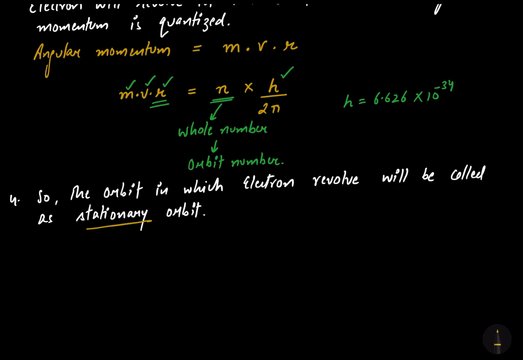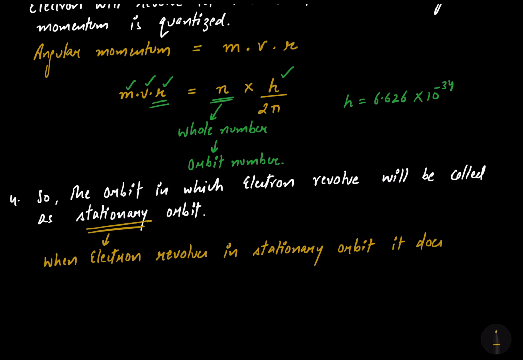It stands for when the electron revolves in a stationary orbit, it does not emit electromagnetic radiations. So, what exactly is a stationary orbit? The orbit in which the electron will not emit the electromagnetic radiation.